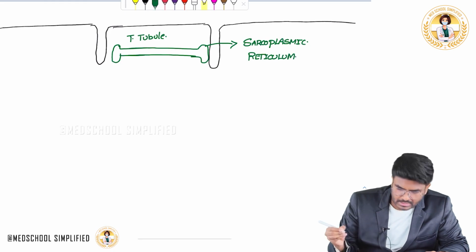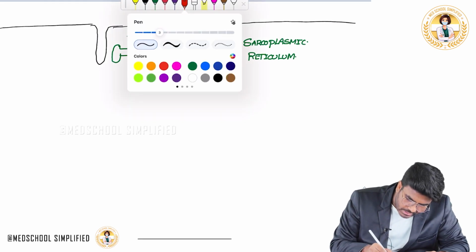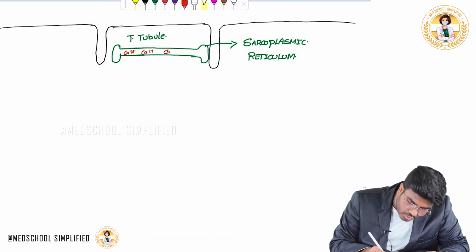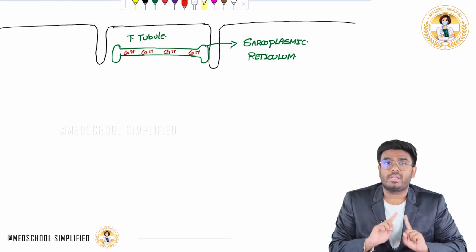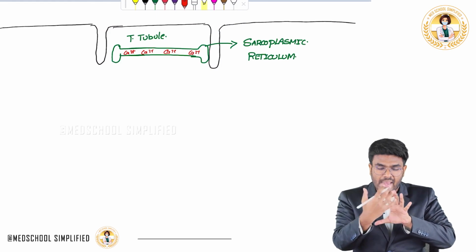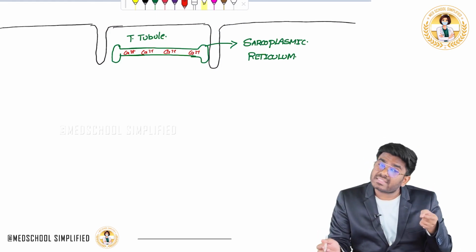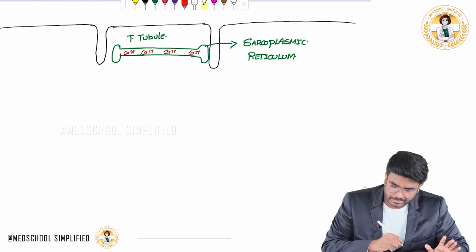Okay, sarcoplasmic reticulum. Now, look here, inside the sarcoplasmic reticulum, this is a very, very important MCQ. Inside the sarcoplasmic reticulum, what is present? Calcium is present. So, sarcoplasmic reticulum, it's a store of calcium. Normally, calcium is not there in the cytosol, it's not there in the sarcoplasm. Calcium levels inside the cell are very, very low. Where is calcium present? Calcium is present inside the sarcoplasmic reticulum. It's not freely available.